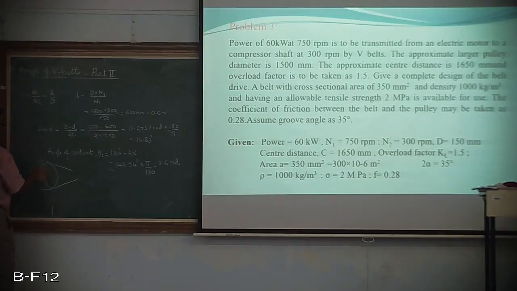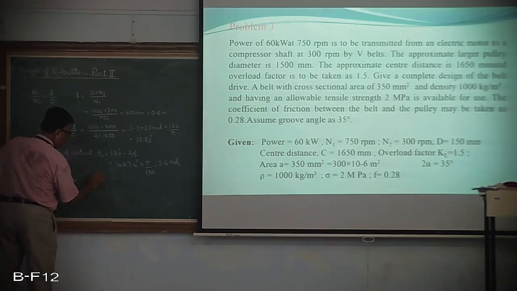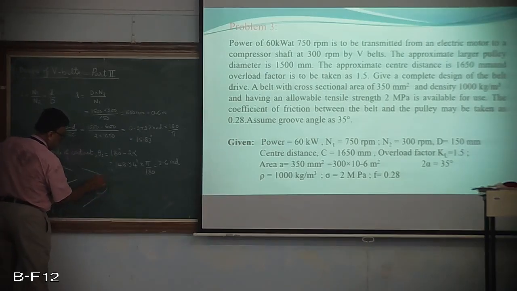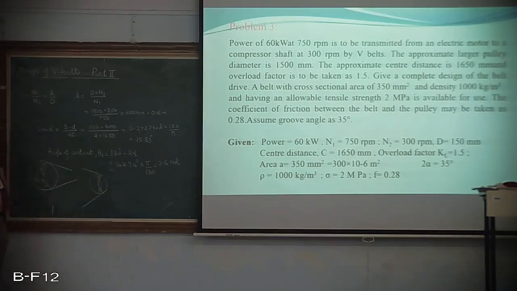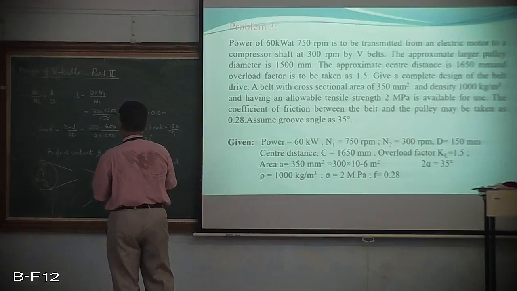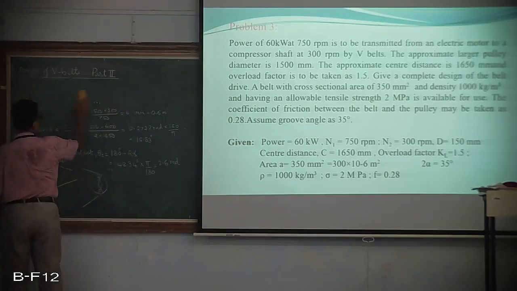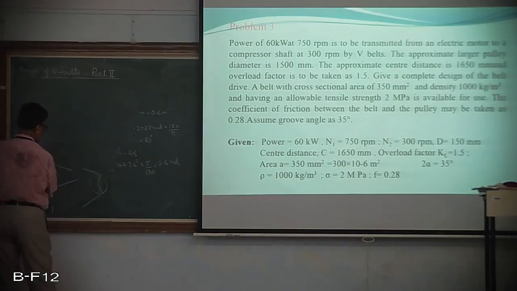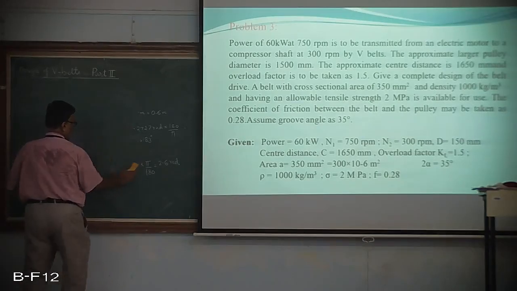That is why the angle of contact for the larger pulley is going to be 180 plus 2 alpha, whereas on the other side, when you take the smaller pulley, the belt actually comes here. So the contact angle is 180 minus 2 alpha. Let us not confuse with the alpha, we can call it beta. 2 beta is given as 35 degree, that is what we will take as the groove angle. So now we have found out the angle of contact for this.